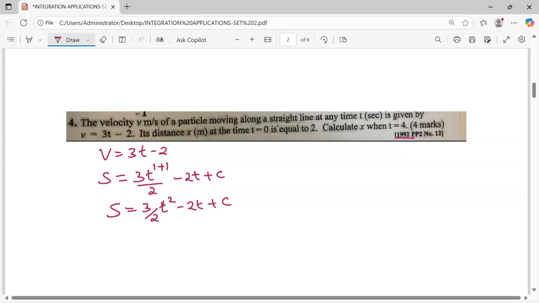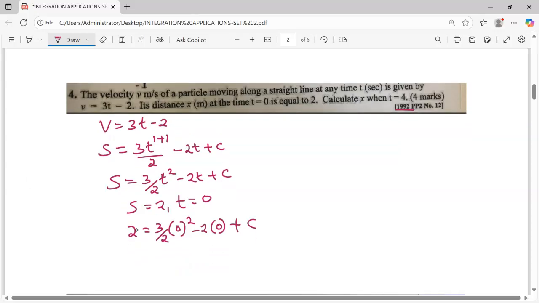We are being told that its distance x meters at the time t equals 0 is equal to 2. That means s will be equal to 2 when t equals 0, meaning for us to get c, we are going to replace s with 2, and this one is going to be 3 over 2 multiplied by t, which is 0 squared, minus 2 times t, which is 0, plus c, meaning the value of c is going to be equal to 2.